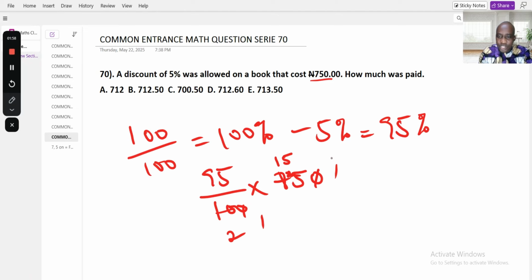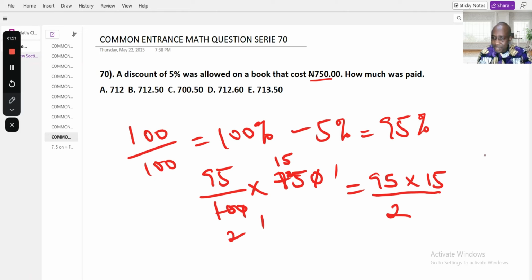Therefore, the next step is 95 multiplied by 15, because 2 cannot divide 95 and 2 cannot divide 15. Let's multiply it. 95 multiplied by 15. Therefore, 95 multiplied by 15 divided by 2. What is 95 multiplied by 15? Let's multiply at the top here. 95 multiplied by 15. 5 times 5, 25.